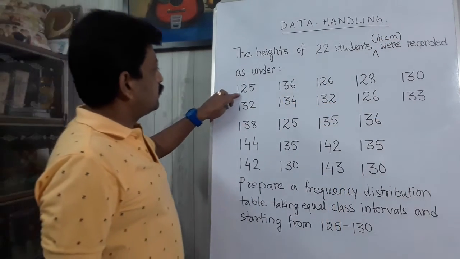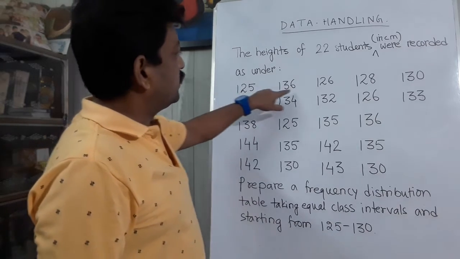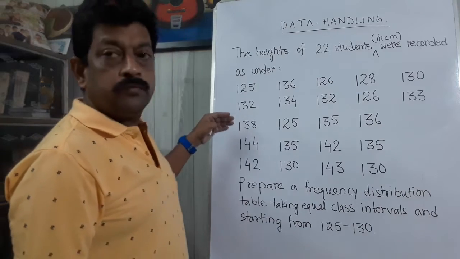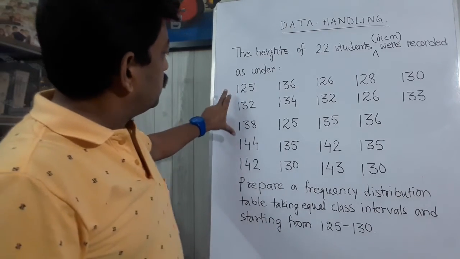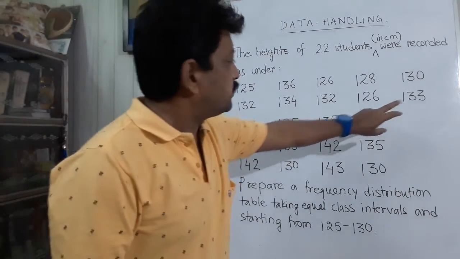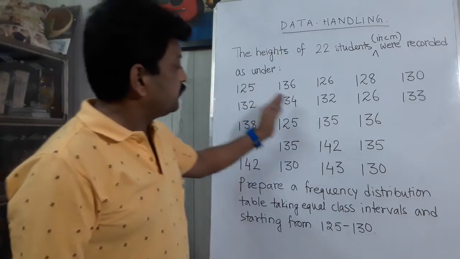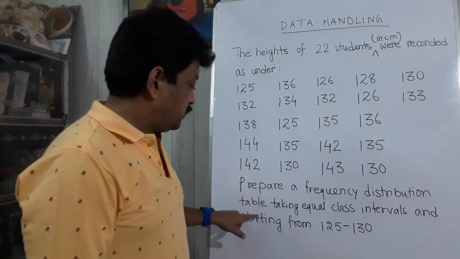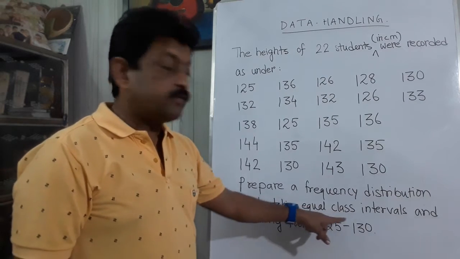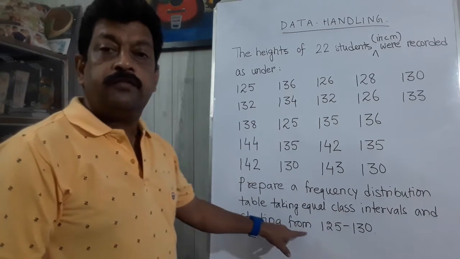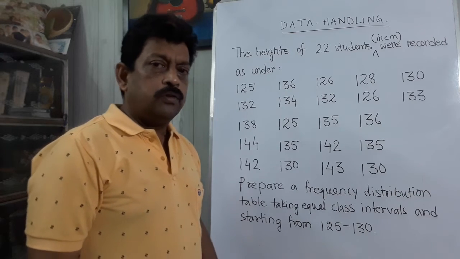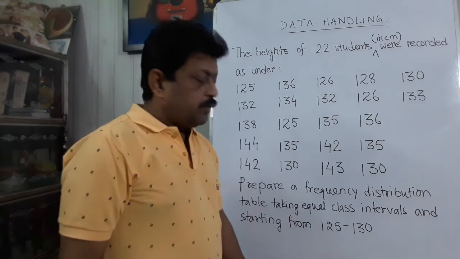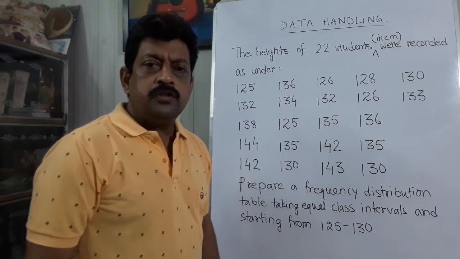So the first one is 125, then 136, 126, 128, like that, 132. So in this way, as you can count, there are 22 students. Their heights are given. We have to prepare a frequency distribution table taking equal class intervals and starting from 125 to 130.